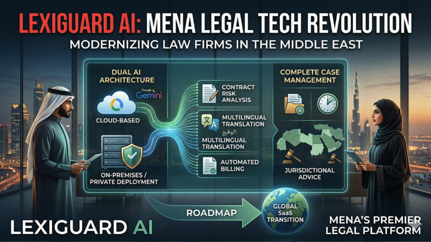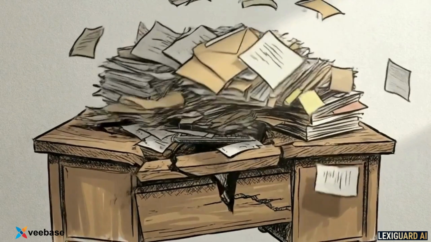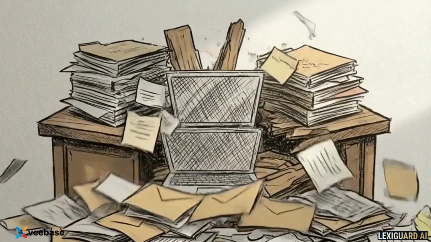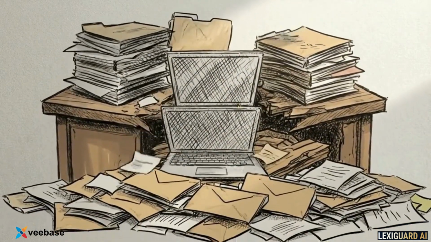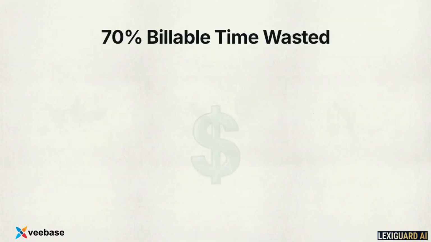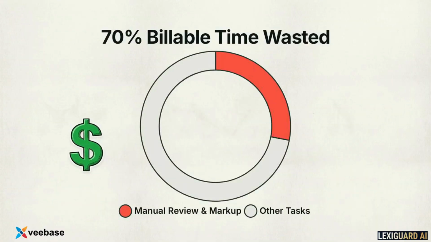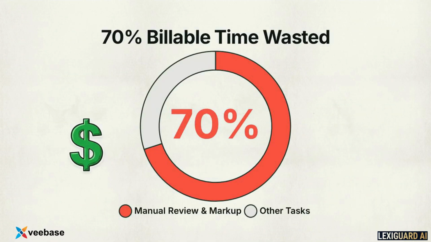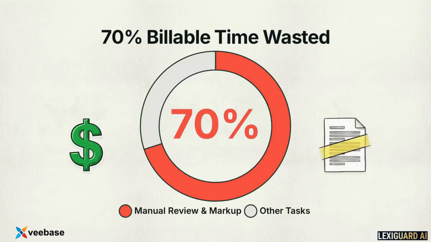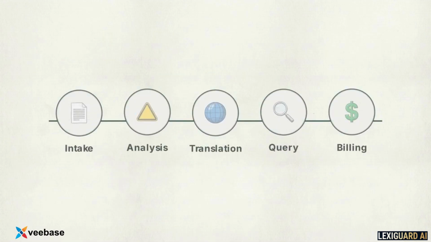Look at the typical law firm's digital workspace. It resembles a disorganized physical desk. Client emails, Word documents, and spreadsheets pile up across disconnected tools. Navigating that fragmentation is expensive. Right now, junior associates spend up to 70% of their billable time simply reading and marking up contracts across these separate applications. We are going to map a different route.